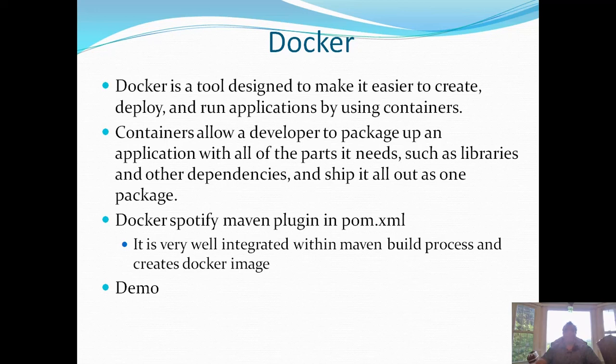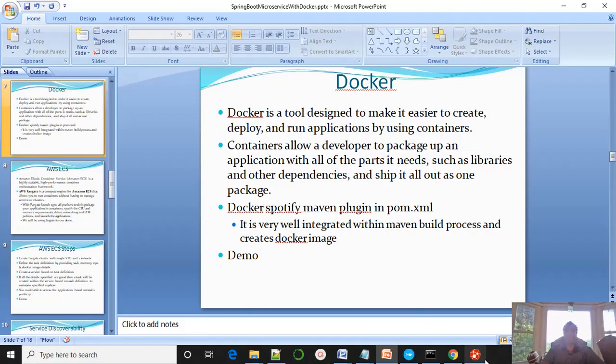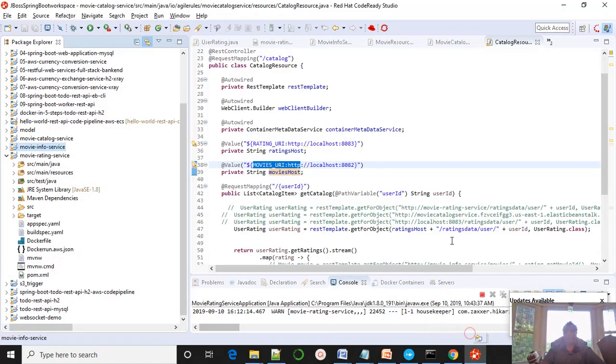Now, coming back to how to generate it. Docker has the Spotify Docker Maven plugin. If you Google it, you will find it. All you have to do is specify it in the pom.xml file. It is very well integrated with the Maven build process and creates the Docker image. So let's see what it is first, and then we'll go from there.